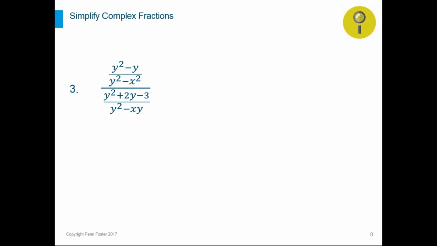So, the same thing. Keep the first fraction the same, switch division to multiplication, and then flip the second fraction, which is the one appearing here in the denominator. This is the one that's going to be flipped. So let's do that together. Equals y squared minus y over y squared minus x squared times, flip this fraction. y squared minus xy would be in the numerator. And then the trinomial would be in the denominator.